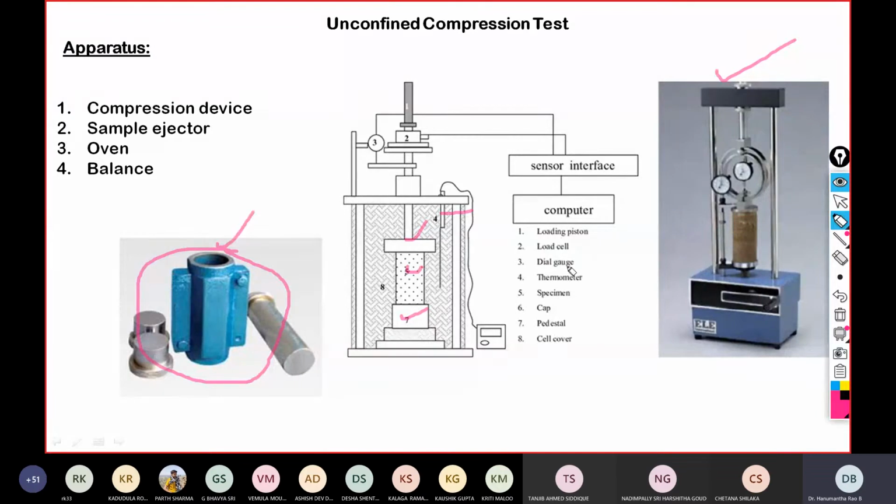Now, as you can see, this is the soil sample, cylindrical in shape. I showed you the minimum diameter is 38 millimeter and minimum height is 76 millimeter. In fact, the UCS test can be conducted on a variety of cylindrical soil samples with diameters ranging from 38, 50, 100 and so on. But the minimum diameter is 38 millimeter and minimum height is 76 millimeter. Smaller than this, we can't conduct the test.